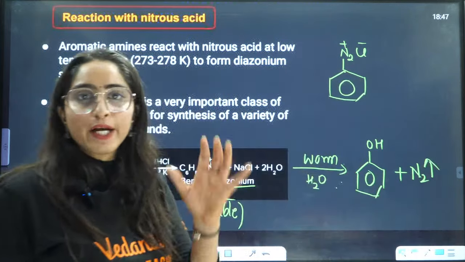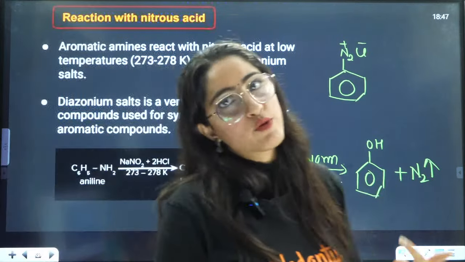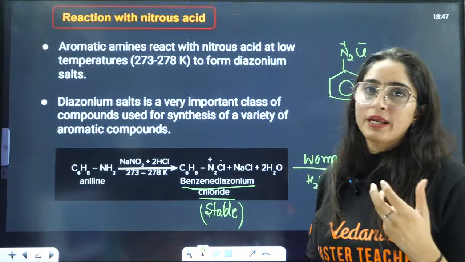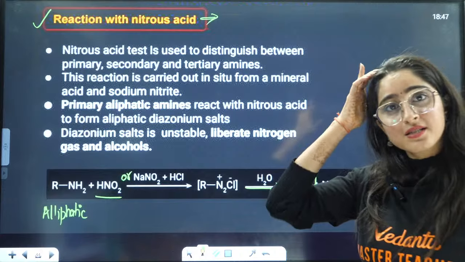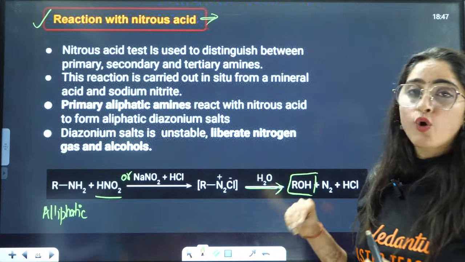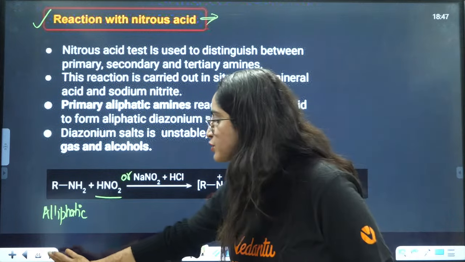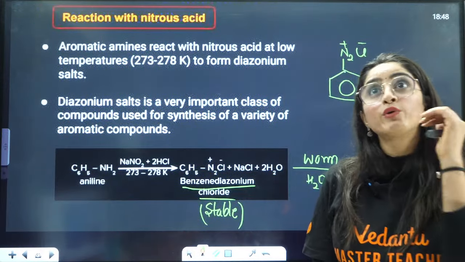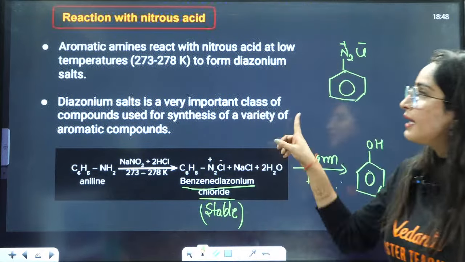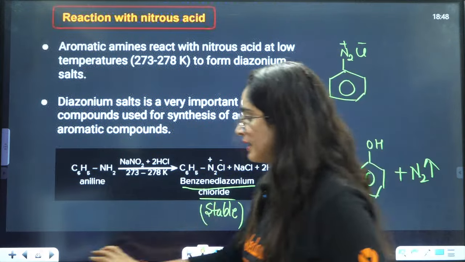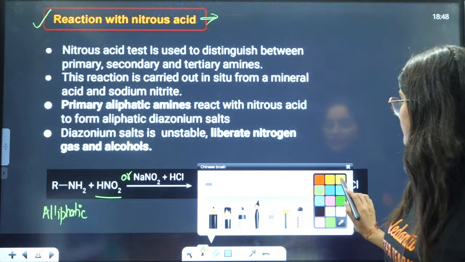So basically the nitrous acid test will tell you whether it's aliphatic or aromatic depending upon the liberation of nitrogen gas. If nitrogen gas is liberated directly, and alcohols are formed after that, then we can say it is aliphatic. If nitrogen gas is not liberated, and you have to warm it to liberate the nitrogen gas, then it is definitely aromatic in nature. Okay, so now we can see this here.